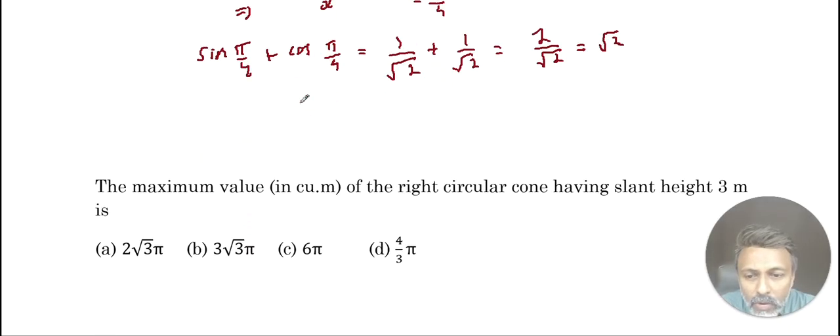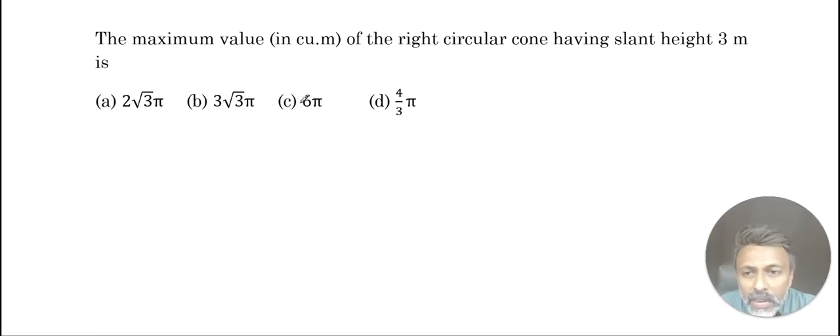Let's take one more. The maximum volume of a right circular cone. Right means the axis is perpendicular. Most of the figures in our syllabus are with a right circular cone. Having slant height 3 meter is what? This is a JEE question. Though it's an easier one, it can come even in board exams. This is a JEE 2019 question.